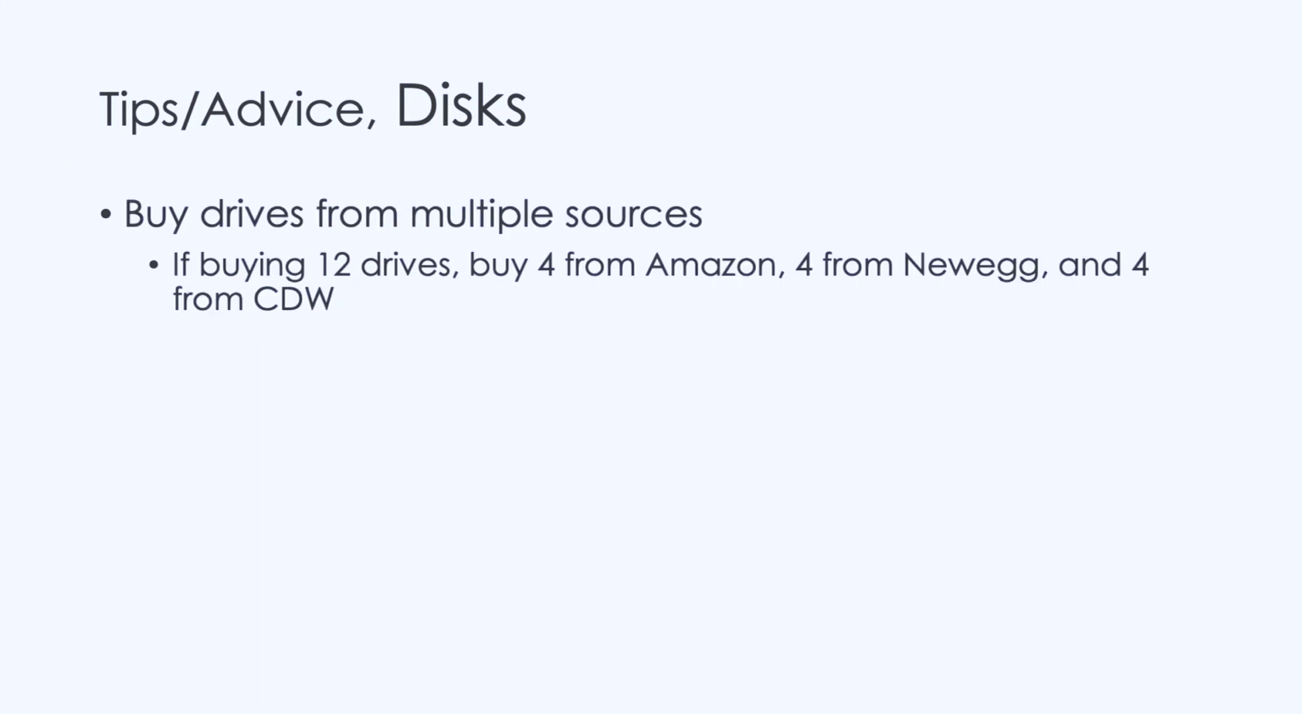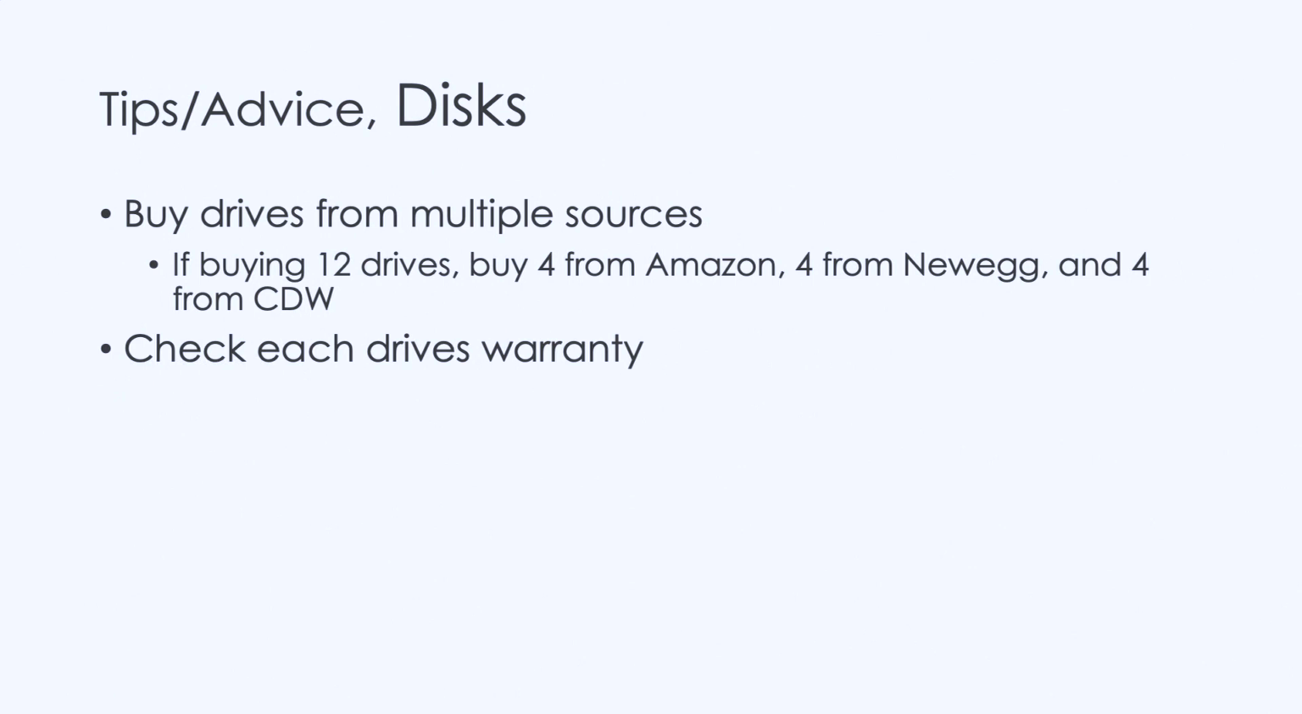Some advice I've heard a while ago was to buy drives from multiple sources. If you're buying 12 drives, you should buy 4 from Amazon, 4 from Newegg, 4 from CDW, or whatever vendors you choose. The concept here is if you are buying 12 drives, but you buy them all from one vendor, they might all come off the assembly line, and if there's a problem on that assembly line, all 12 of your drives are susceptible to that problem. Whereas if you buy them from multiple vendors, only 4 are going to be susceptible. It gives you a little bit more redundancy there.